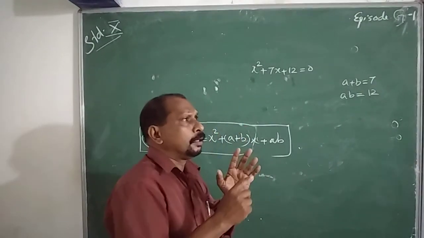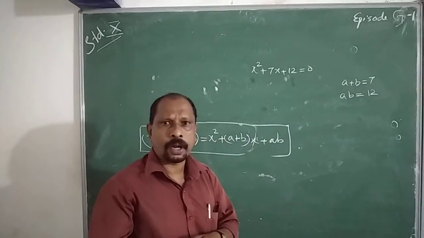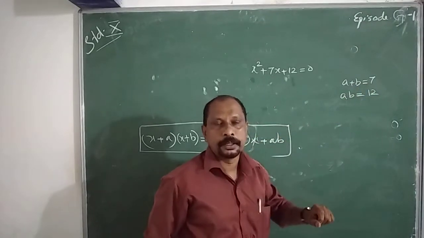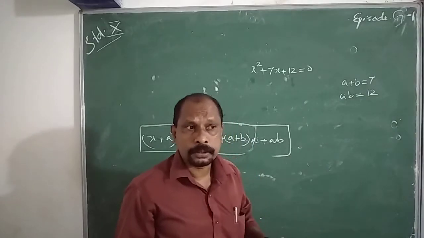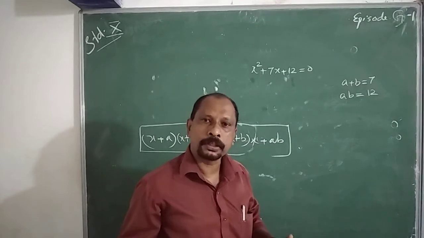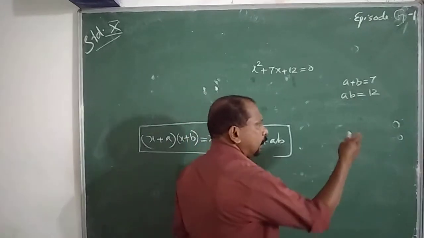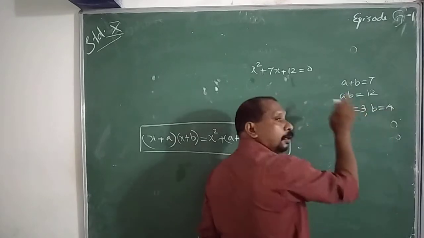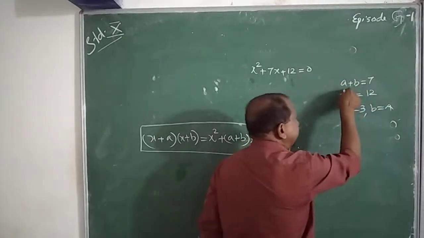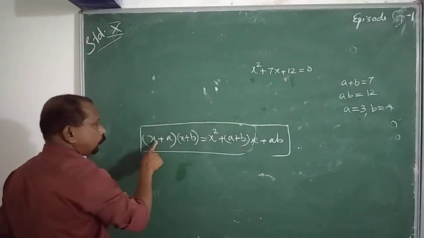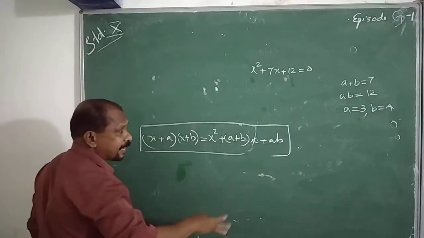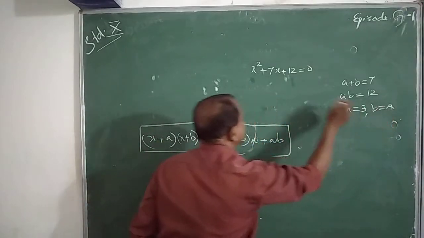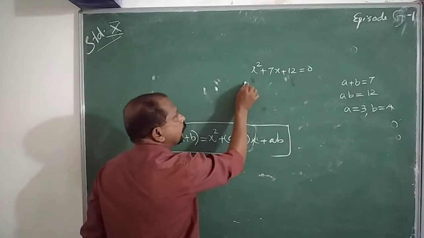Then we need to consider 6 into 2, it is 12. But 6 plus 2 is not 7, that is 8. Therefore 3 into 4, it is 12. 3 plus 4, it is 7. Therefore, a is equal to 3, b is equal to 4, or a is equal to 4, b is equal to 3. Then this expression is reduced into this form. That means directly we can find out the factors 3 and 4.